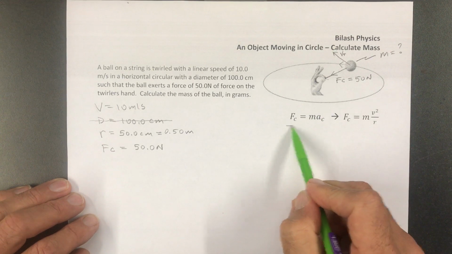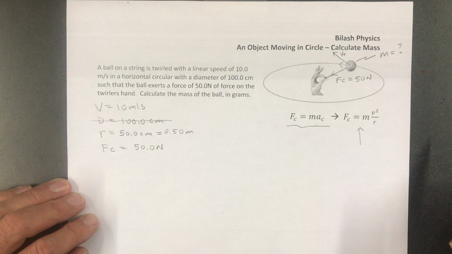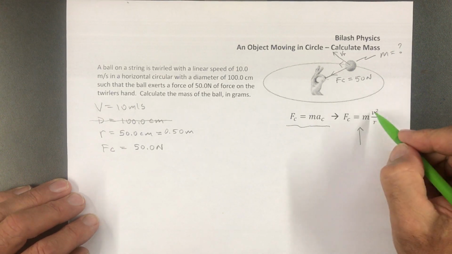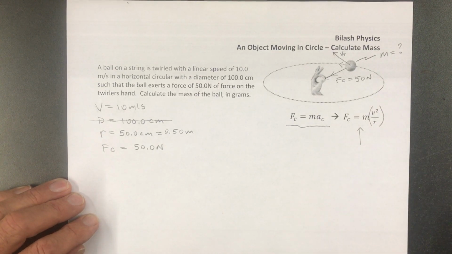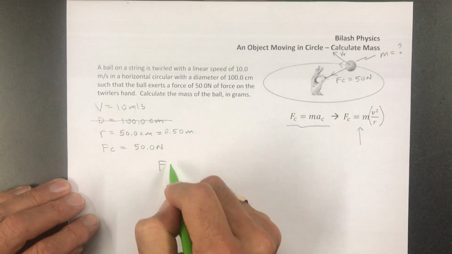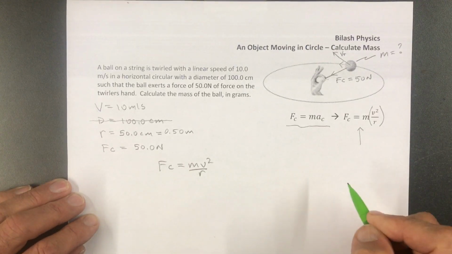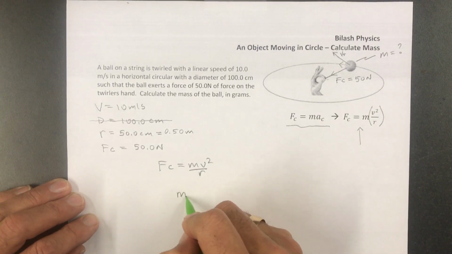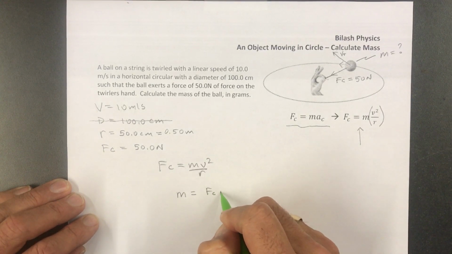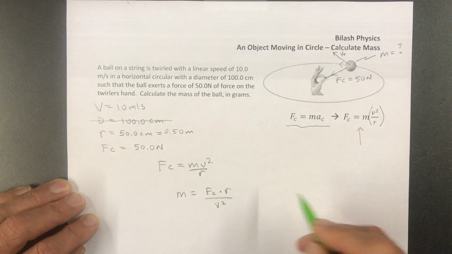So we can use Newton's second law, and here's Newton's second law in terms of circular motion. Centripetal force is equal to mass times the centripetal acceleration. That's the centripetal acceleration, v squared over r. So let's take that equation. Fc is equal to mv squared over r, and let's rearrange the variables. That'll be m is equal to Fc times r over v squared. So now let's plug and chug.